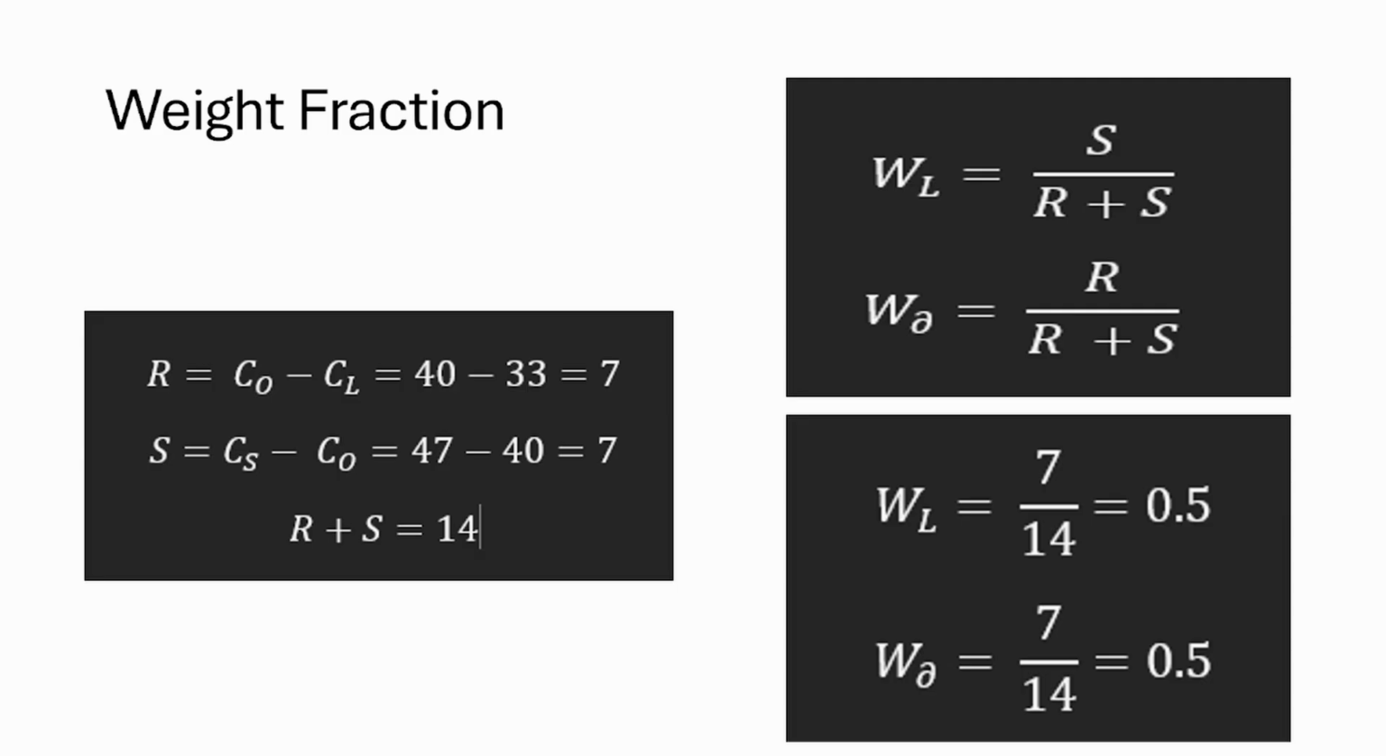And then the solid one, S, equals the solid composition minus the original overall composition, which equals 47 minus 40, and that would also equal 7. And R plus S is just 14, and you plug it into the equation on the right, which is WL equals S over R plus S, which gives you 7 over 14, and they'll both equal 0.5. So it's 50-50 solid and liquid.